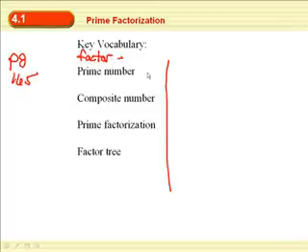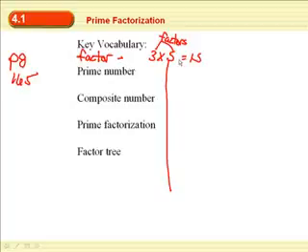Okay, a factor are the numbers that multiply to make a product. For example, let me put an example. 3 times 5 equals 15. 3 and 5 are factors of 15. 3 is a factor of 15. 5 is a factor of 15. So basically a factor divides evenly into a number. So there's my factors right there.